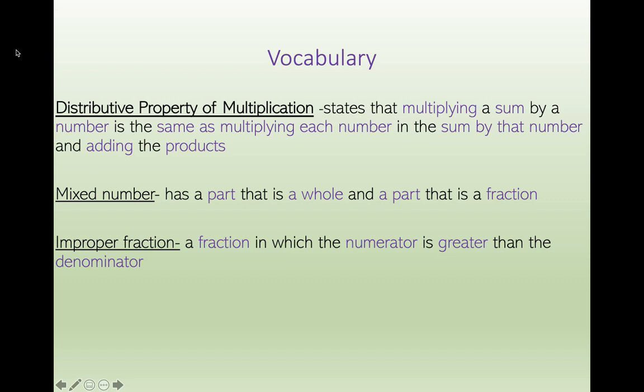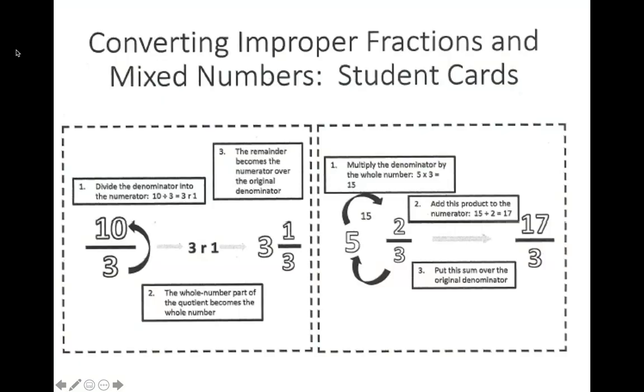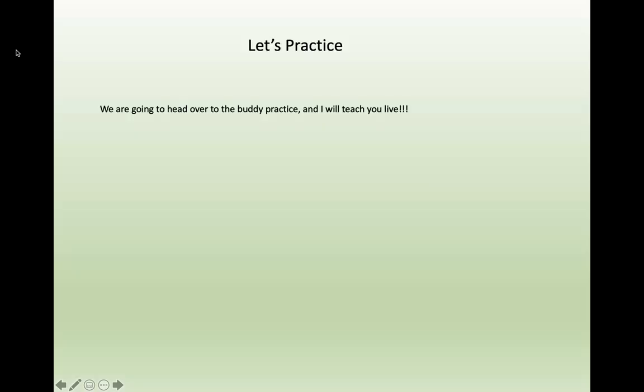Mixed numbers have a part that's a whole and a part that's a fraction, and then we know that our improper fraction has a numerator that's greater than the denominator. Okay, and here was a small version of how to convert the mixed numbers and the improper fractions. If you don't like this version, then you can always go back to the anchor chart and the lesson that I did yesterday and Monday. All right, so we're going to head over to the buddy practice and we will live teach over there.